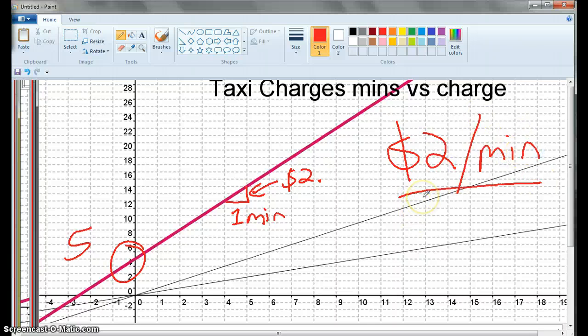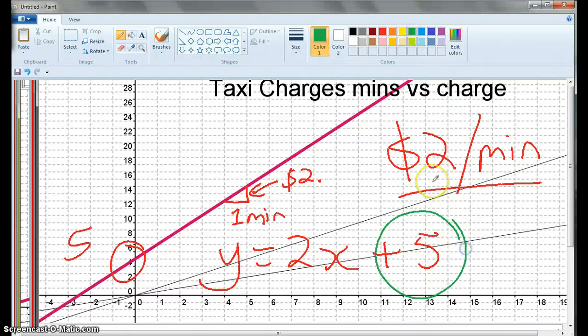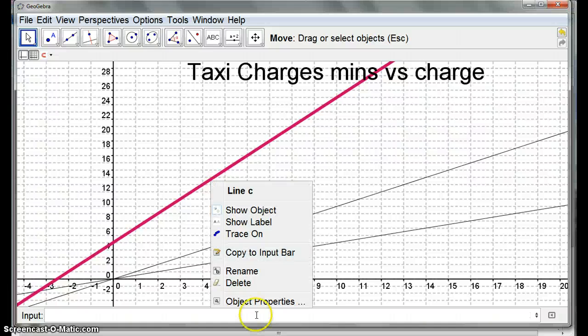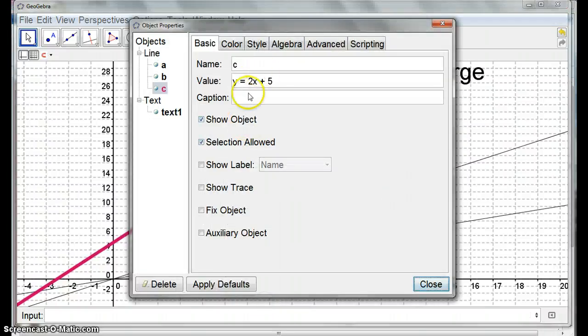So that's my minutes charge. So y equals 2x plus 5. That's my standard charge for getting into the taxi. This is my rate, $2 per minute. So what if I wanted to charge $2 per minute, but I'm going to have a standard charge of $10? What do I do? Yeah, so 10, whoops, no, hang on.